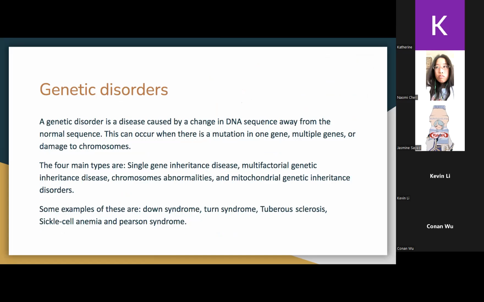Genetic disorders. A genetic disorder is a disease caused by a change in DNA sequence away from the normal sequence. This can occur when there is a mutation in one gene, multiple genes, or damage to a chromosome. The four main types are single gene inheritance disease, multifactorial genetic inheritance disease, chromosome abnormalities, and mitochondrial genetic inheritance disorders.